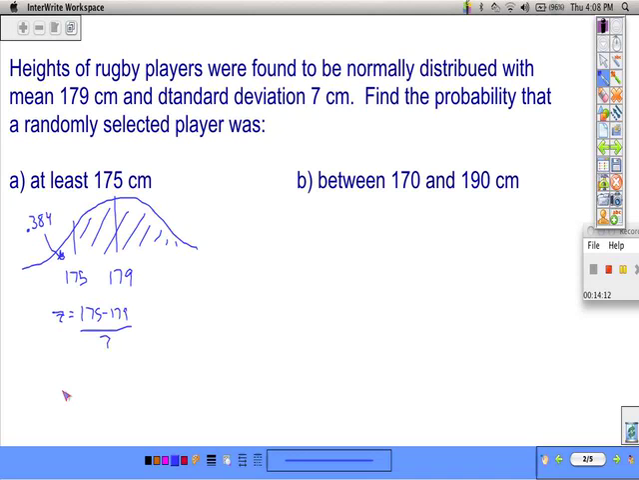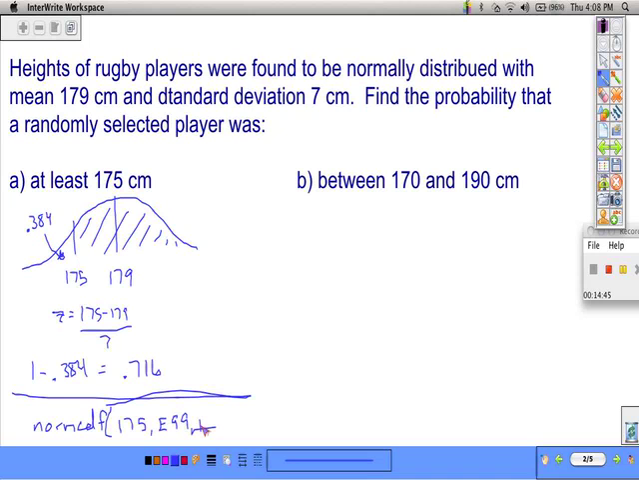And the reason we have to look that up is because the table only tells us what's less than any z-score. So to find my probability, I'm going to do 1 minus 0.384. And that gives me a probability of 0.716. Or if we're allowed a calculator, we could use the normal CDF with 175 to infinity, with a mean of 179 and a standard deviation of 7.